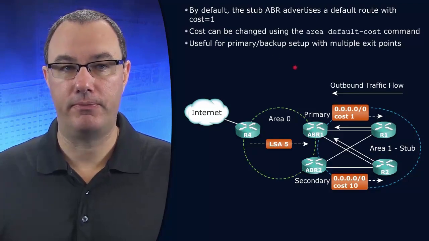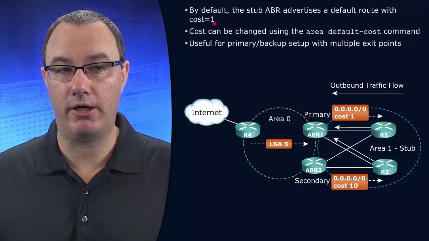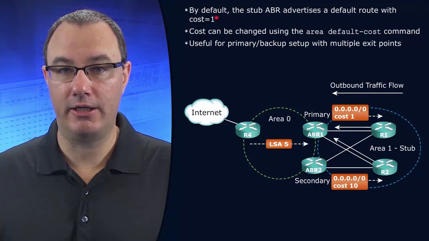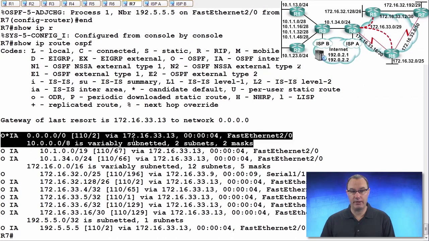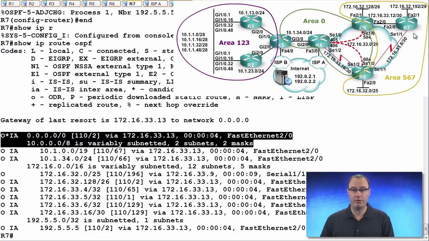By default, we're going to get a cost of 1 assigned to the inter-area default route. The inter-area default route is this one right here. Asterisk saying it's a candidate default. IA saying it's a type 3. This is what you would see on an internal router of a stub area. Area 567 right now is configured as a stub area. So we're seeing that. And right now in my topology, R7 is preferring the connection over to R5.